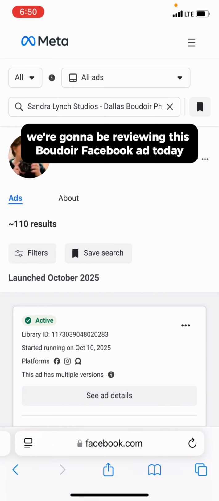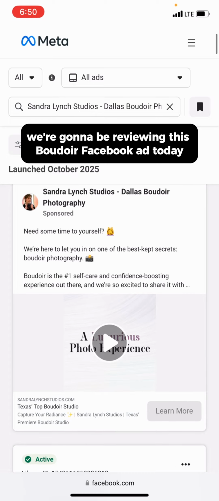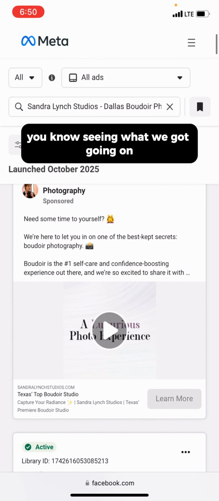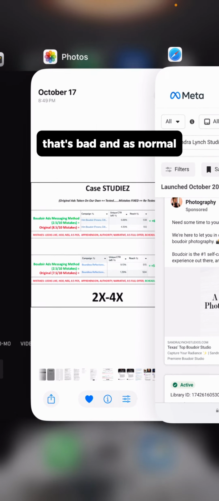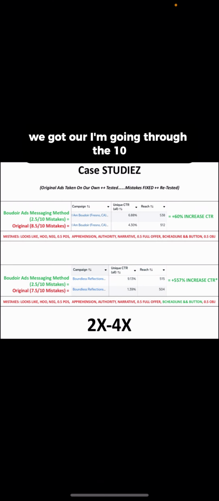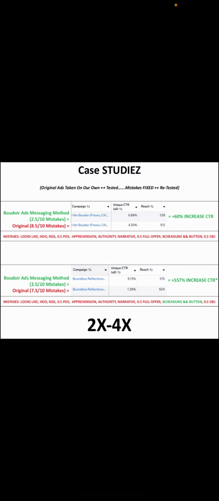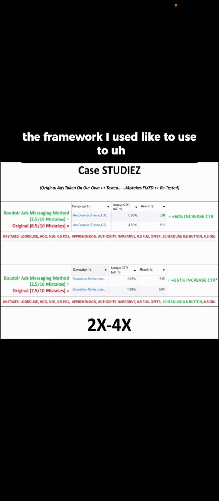We're going to be reviewing this Boudoir Facebook ad today, seeing what we've got going on that's good, seeing what we've got going on that's bad. And as normal, we're going to go through the 10 mistakes, the framework I like to use to fix and improve Boudoir Facebook ads.